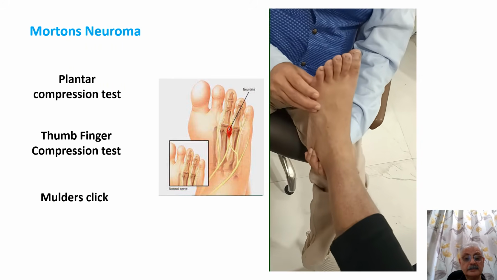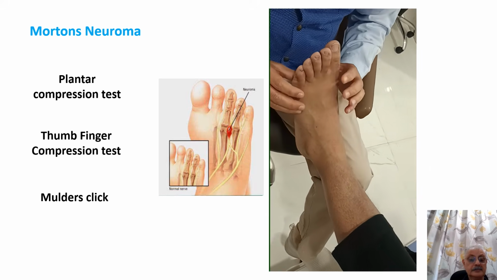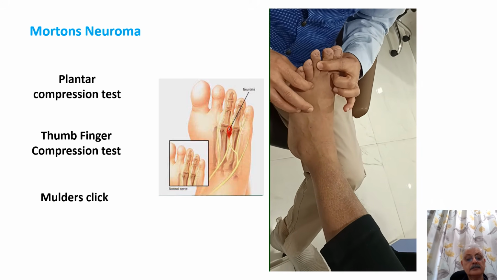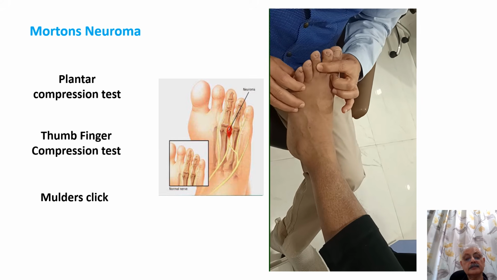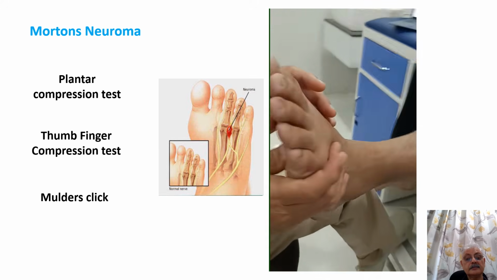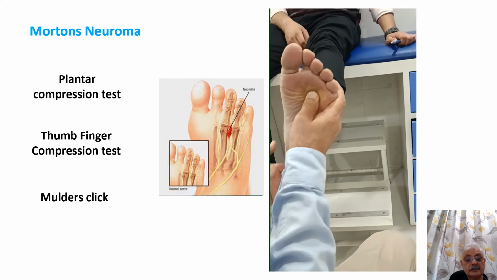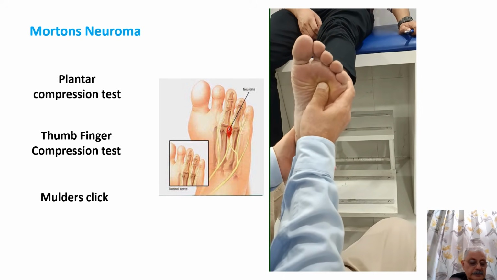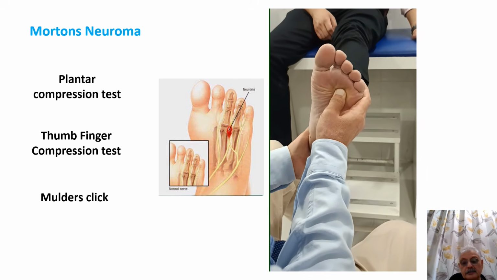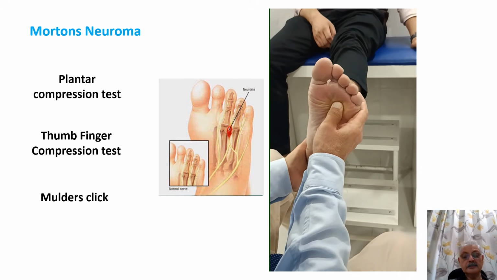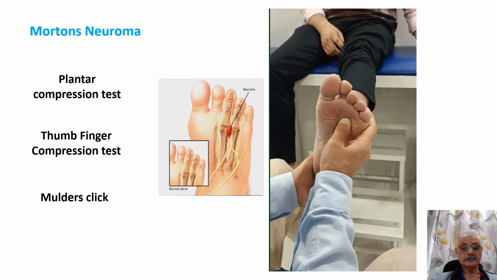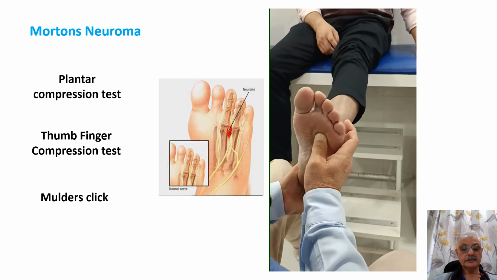Now I'm going to demonstrate the test for Morton's neuroma, which normally occurs between the third and the fourth toes, and you start compressing on the plantar side of the interdigital space, and if the patient has pain, then it may be suggestive of a Morton's neuroma, and this you call the plantar compression test.